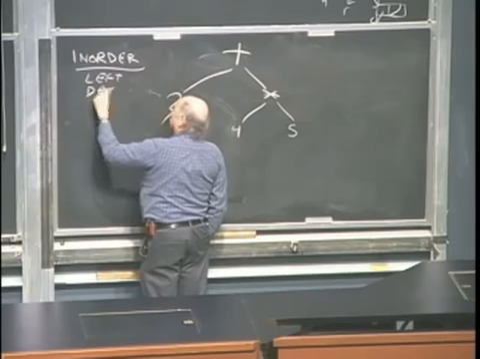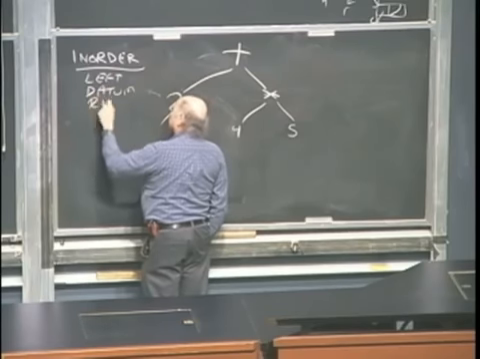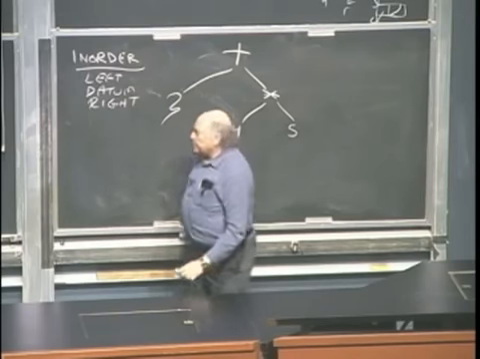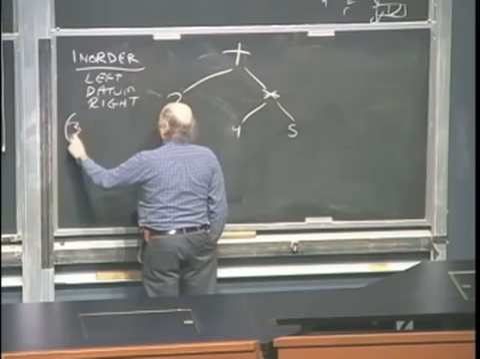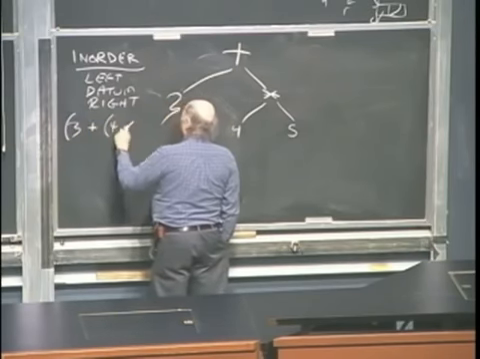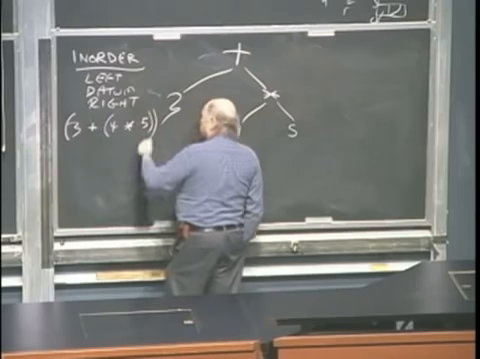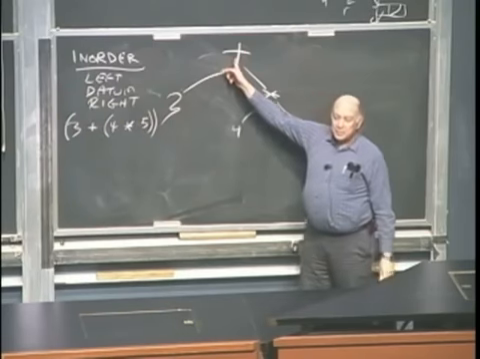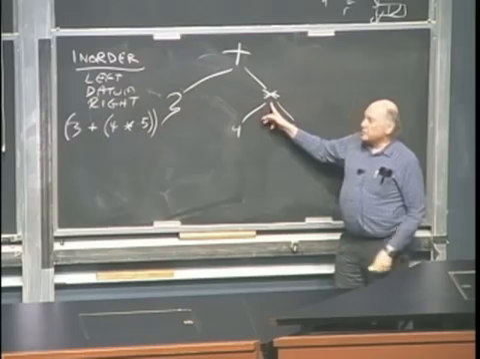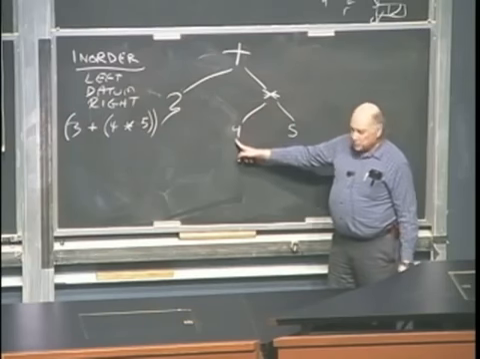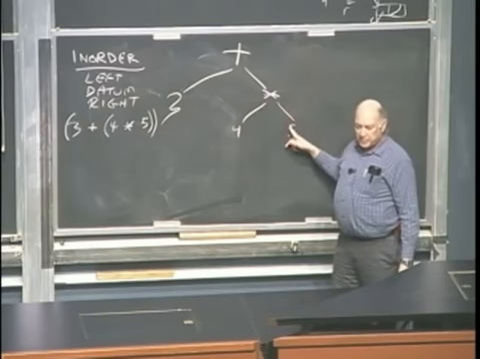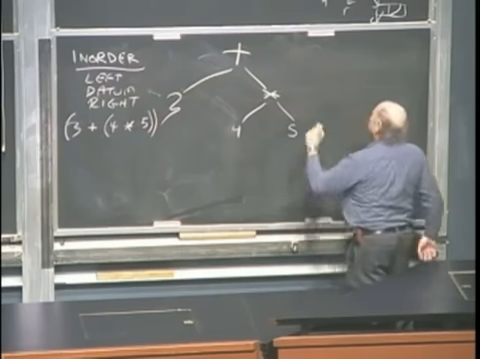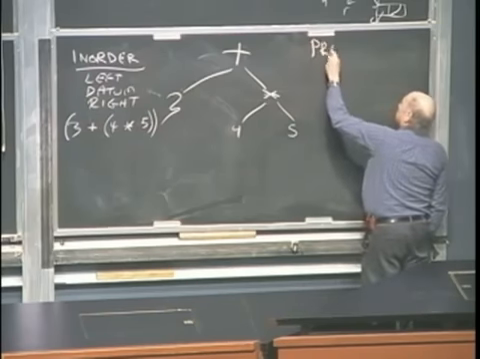left, bottom, right. And that gives you 3 plus 4 times 5, right? First I print the 3, then I print the plus, then I do an in-order traversal here, which means first the 4, then the times, then the 5. So that's in order. Next we have pre-order.